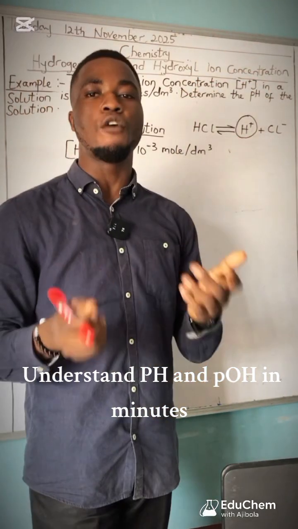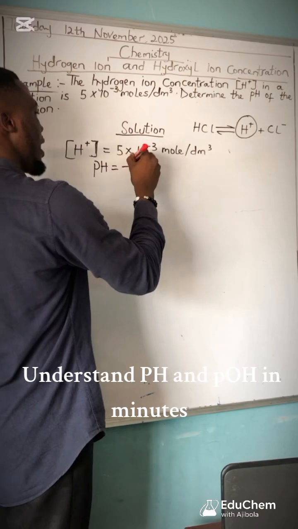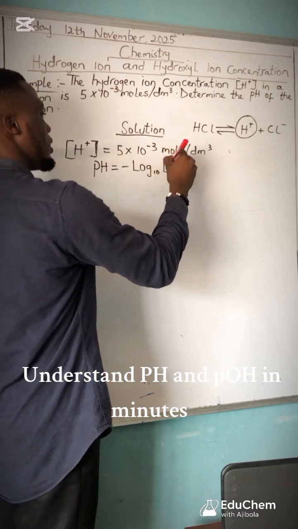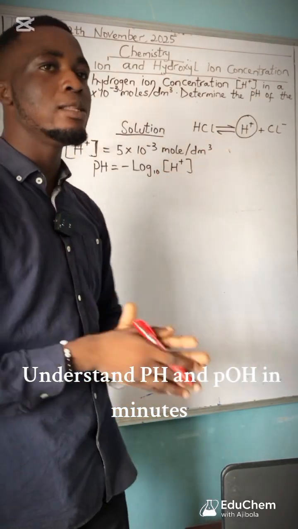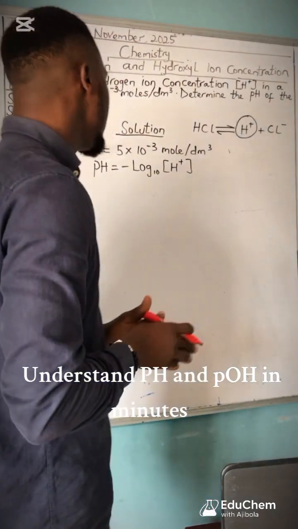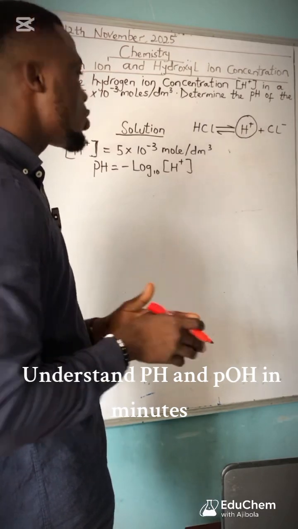pH has its own simple formula. Here, the formula is pH equals minus log base 10 of the hydrogen ion concentration. This is the universal formula for calculating pH, while that for pOH is pOH plus pH equals 10 raised to power minus 14.